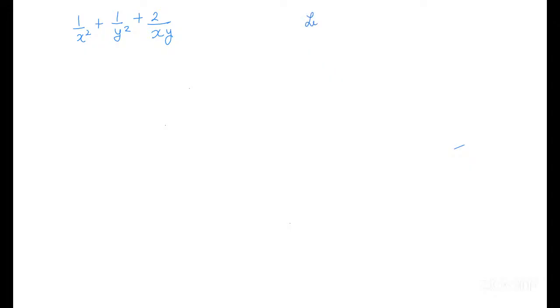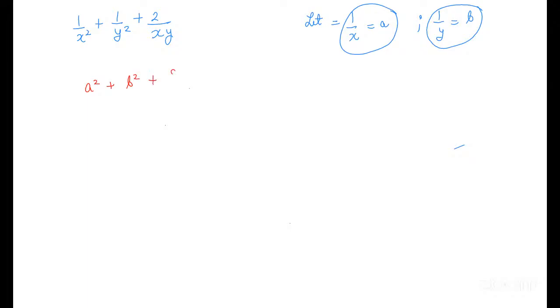So basically, we let 1 upon x be a and 1 upon y be b. So it will become like this. 1 upon x squared becomes a squared, and it becomes b squared, and then 2 times 1 upon x into 1 upon y is 2ab. We know that a squared plus b squared plus 2ab is in the form of a plus b whole squared.